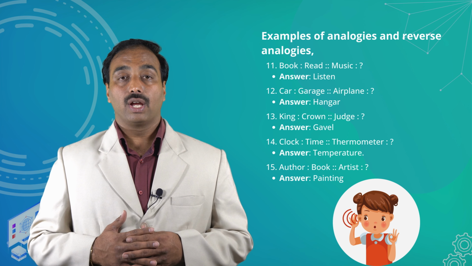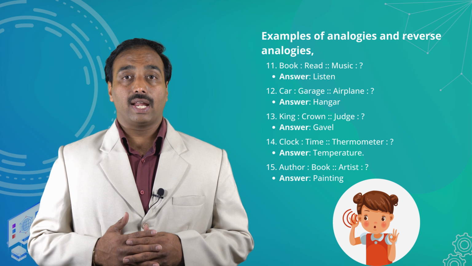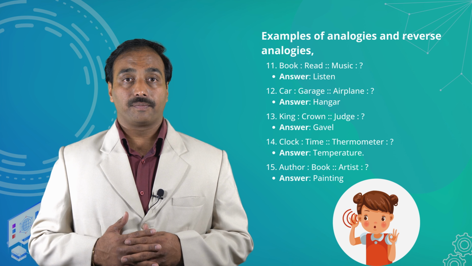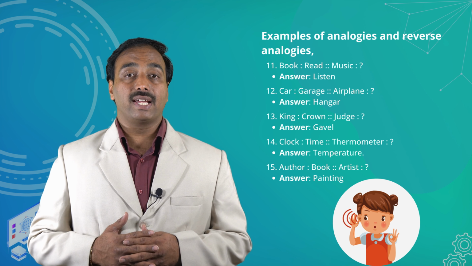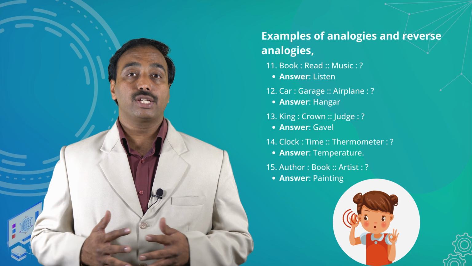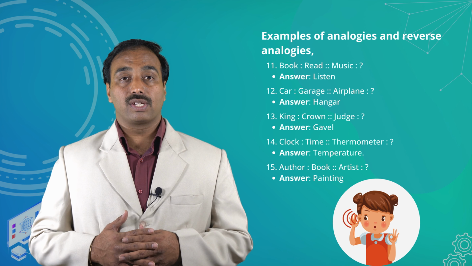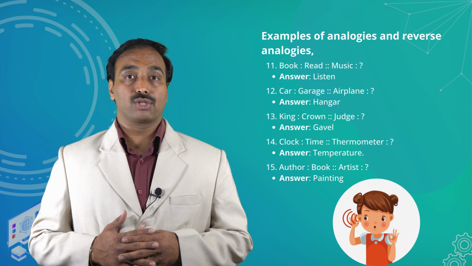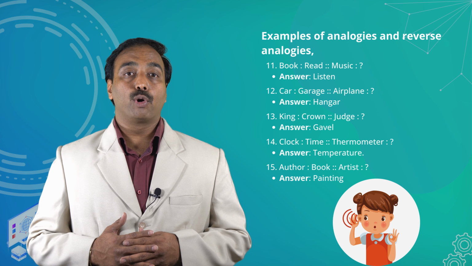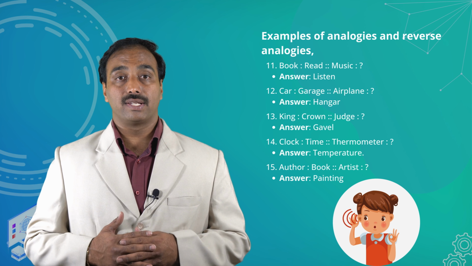Car is to garage, aeroplane is to hangar. A car is stored in a garage and an aeroplane is stored in a hangar. Both pairs describe vehicles and their storage places or parking lots. King is to crown, whereas judge is to gavel, because a king is associated with a crown and a judge is associated with a gavel. Both pairs describe figures of authority and their symbols.